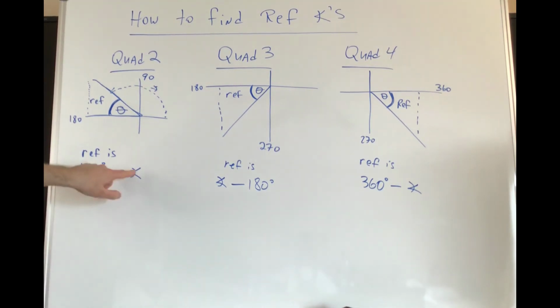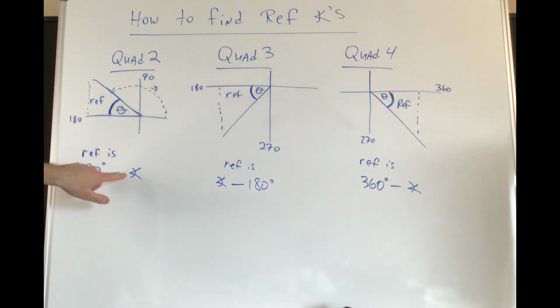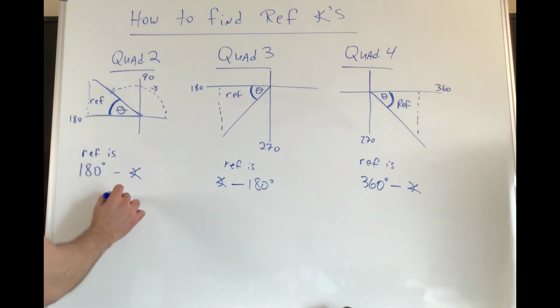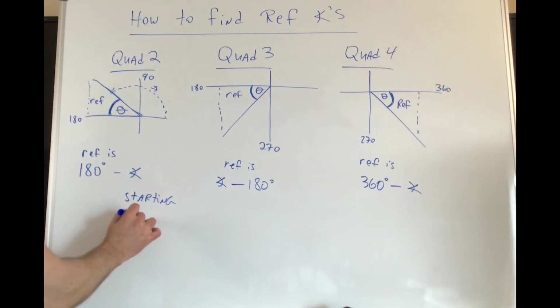Okay, so this is the angle that you start with. If that angle lands in quad 2, whatever it is, 170, I think I did 145. So I did 180, take away 145, because it landed in quad 2. Okay, so this is how you get the reference angle if you land in quad 2. You take 180 minus the angle you started with. Okay, that's your starting angle. Just so we're really clear on this.